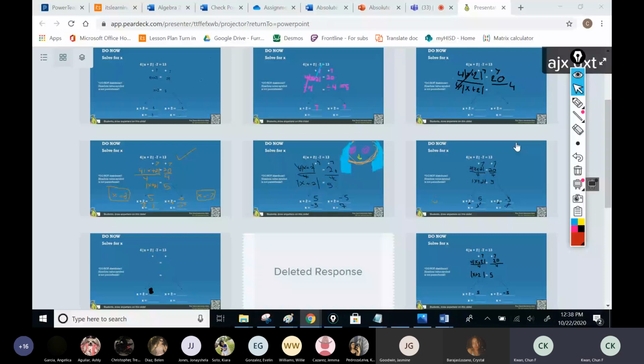All right, so you plus 7 on the left and then plus 7 on the right. You get 20 on the right. And then 20 divided by 4. Okay. All right. There you go. That's it.